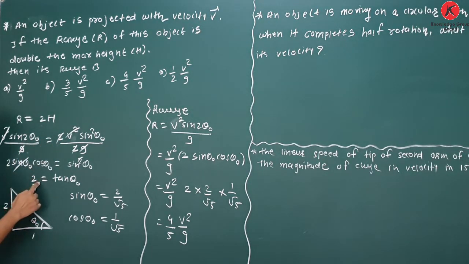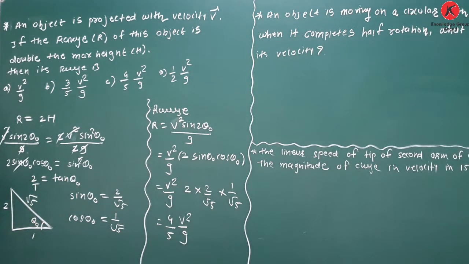You will get one condition: 2 is equal to tan theta 0. Now just from this point you have to think. Draw a right angle triangle and find the value of sin and cos. You will get your answer. Okay. Now see, next question.